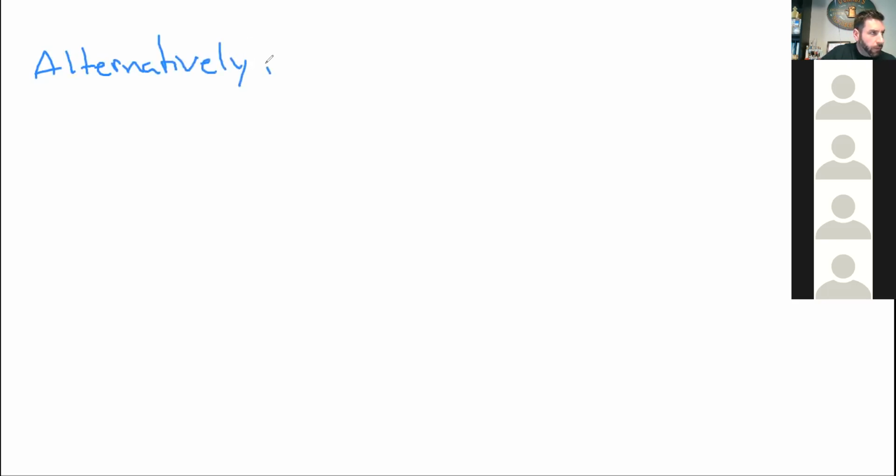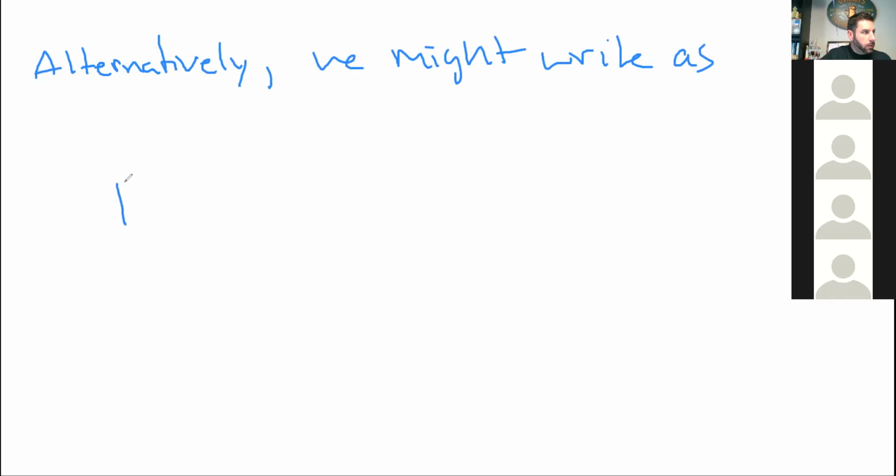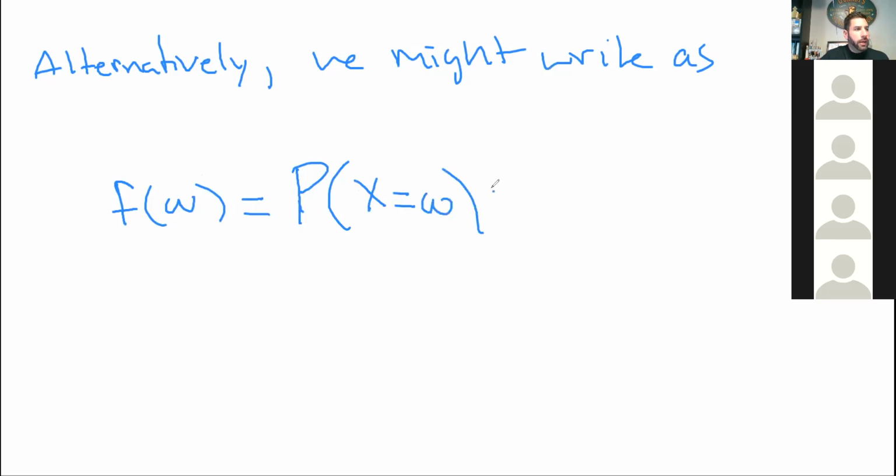So alternatively, we might write this as a function. We might say f of x, which is the probability. Let's use a different letter so it's not so scary. I don't want to use x multiple times. So let's use, I think we used in class, this Greek letter omega, or let's just think of it as a w. So what is this? Well, this is the probability that x equals some value. And we could write this as a function.